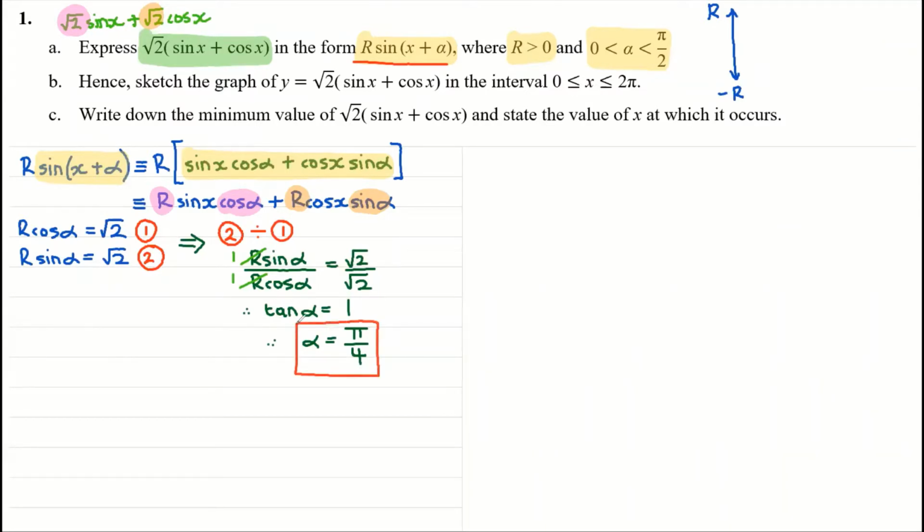So we know that in this expression here, the alpha part is going to be pi over 4. It just remains to find out what r is. Now, you can use the sine squared plus cos squared identity, but you may have been convinced by just using Pythagoras' theorem.